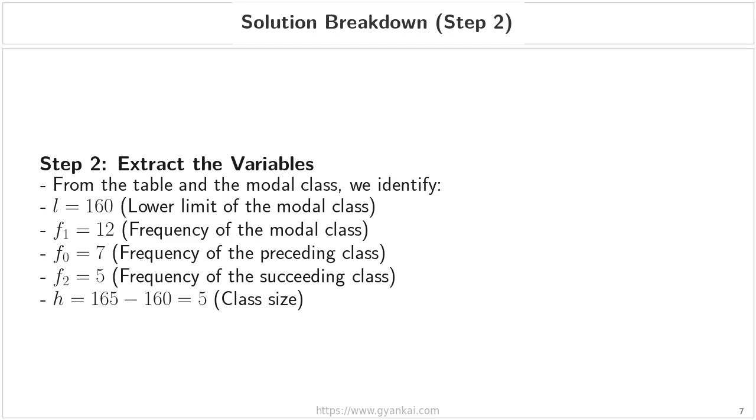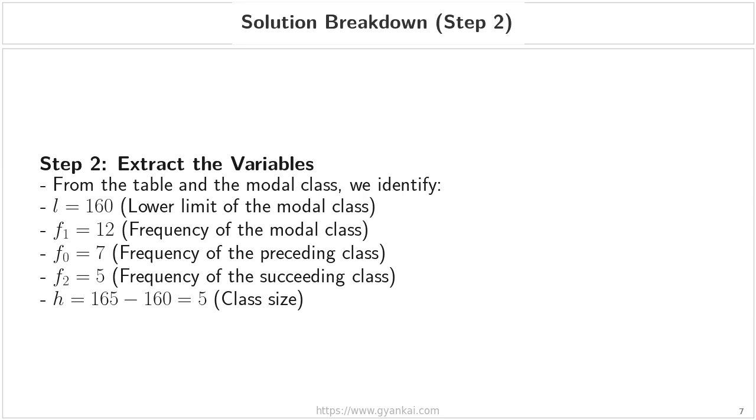Solution breakdown, Step 2. Now that we have successfully identified our modal class as 160 to 165 in the previous step, we move on to Step 2, which is extracting our required variables. Think of this as gathering all your ingredients before you start cooking the formula. Looking closely at our frequency table, we need to pull out 5 specific values. First, we identify L, which is the lower limit of our modal class. In this case, that value is 160.